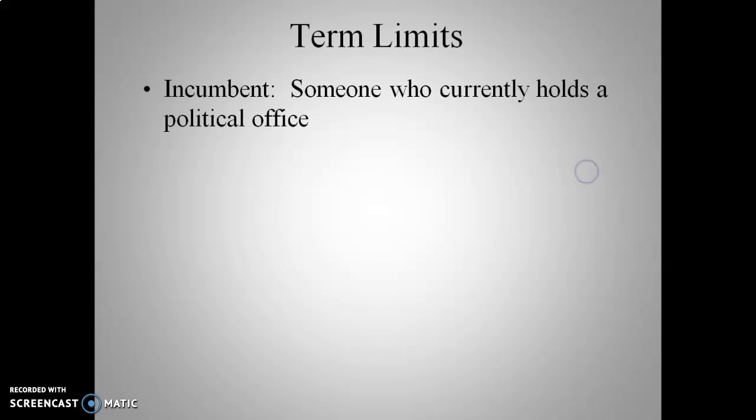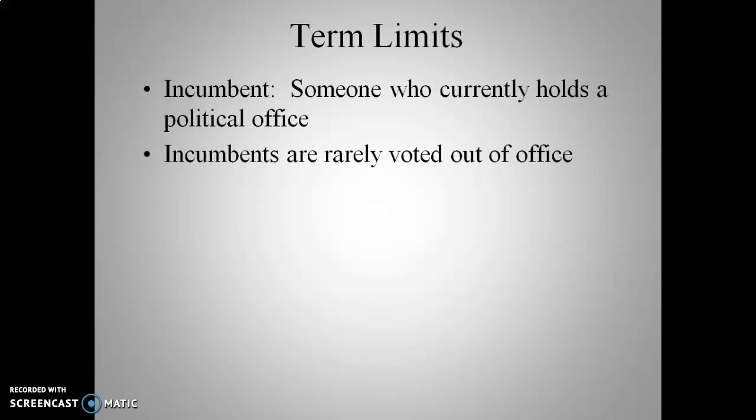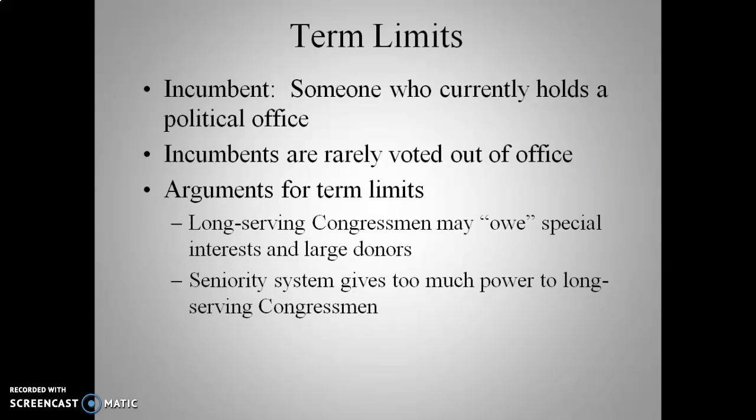And that gets to the idea of term limits. Should we have term limits? Well, remember this word incumbent, where the incumbent is someone who currently holds political office. Incumbents are rarely voted out of office, very rarely. And as a result, they get all the seniority and all the power. And so a lot of people think there should be term limits. So the fear is that long-serving congressmen may owe special interests and large donors favors. And again, the seniority system gives these people a lot more power than relatively new congressmen will have.